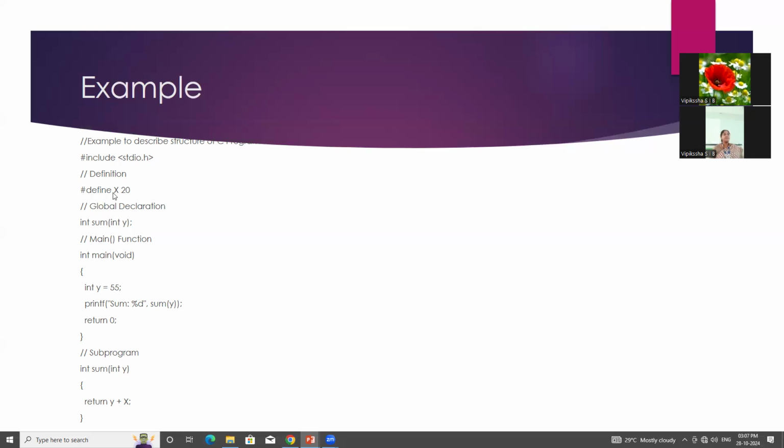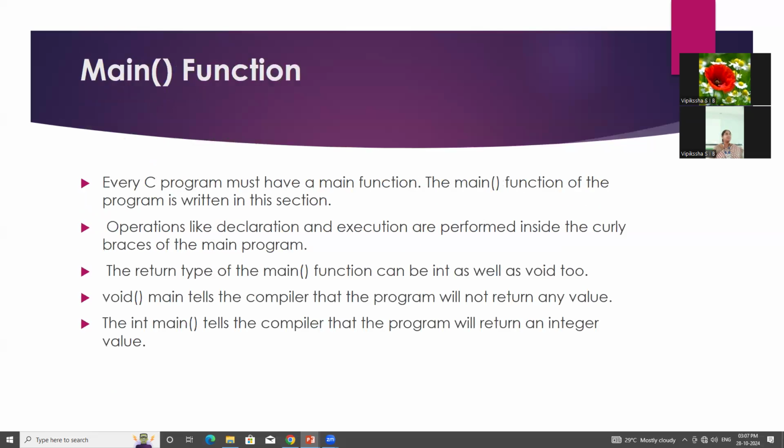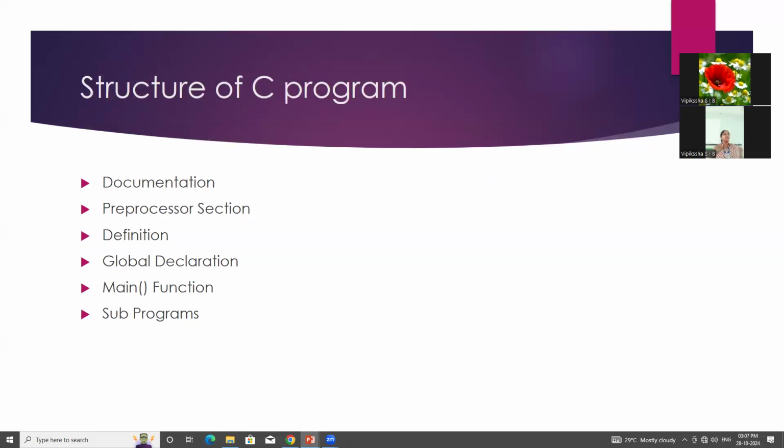And x is a value which is declared globally. That is, here the value of y is 55 and the value of x is 20, which will be returning 20 plus 55. It is 75. So the sum colon 75 will be printed. This is a simple example for the structure of C program.